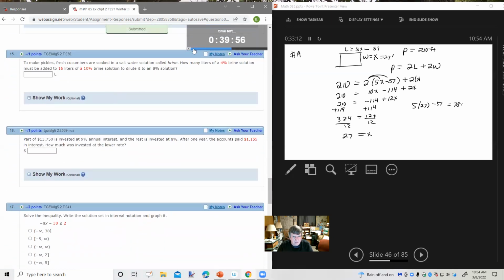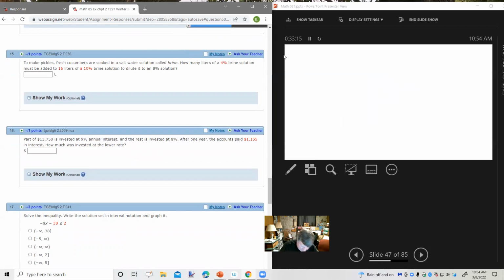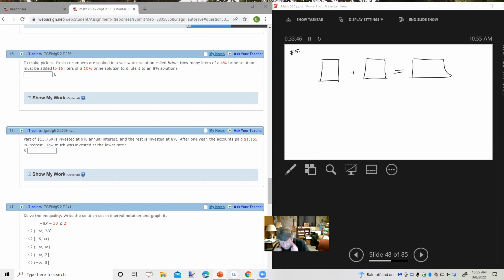Okay, number 15 coming up. To make pickles, fresh cucumbers are soaked in a salt solution called brine. How many liters of a 4% brine solution must be added to 16 liters of a 10% brine solution to dilute it to an 8% solution? All right, so this is a mixture problem. With mixture problems, I like to do this: we're going to take the first vial and the second vial and mix them together into the third. So let's see, what do we got? How many liters of 4% brine? So this is 4% brine.